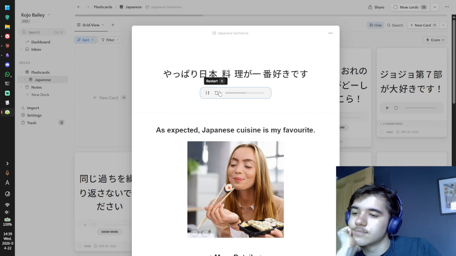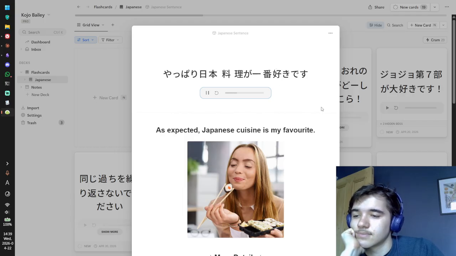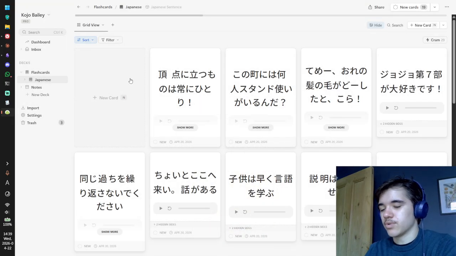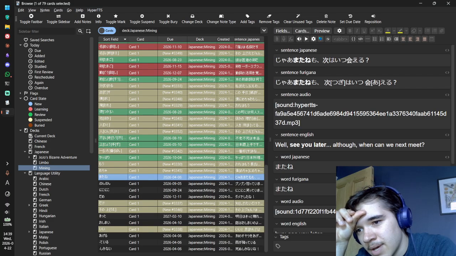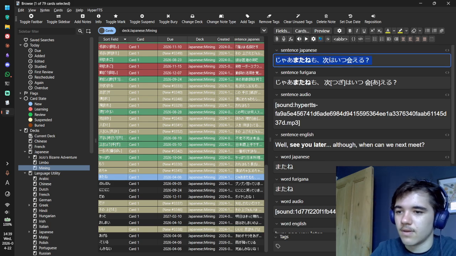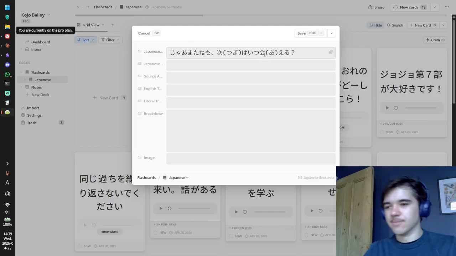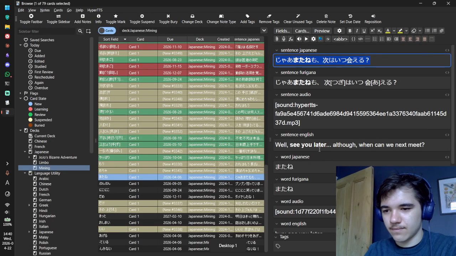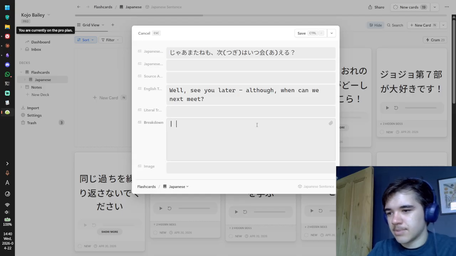やっぱり日本料理が一番好きです。Awesome. Okay, またね。じゃあ、またねも。次はいつ会える。Well, see you later. Although, when can we next meet?